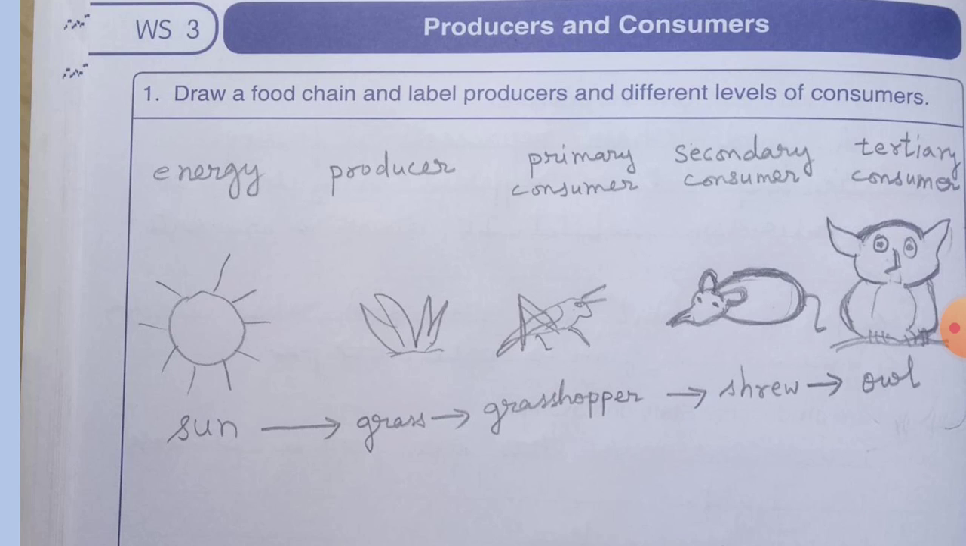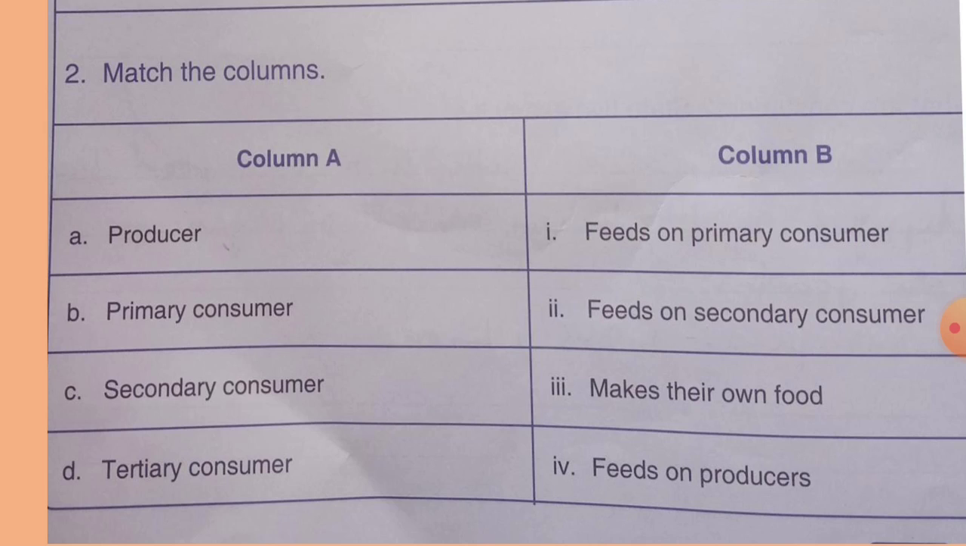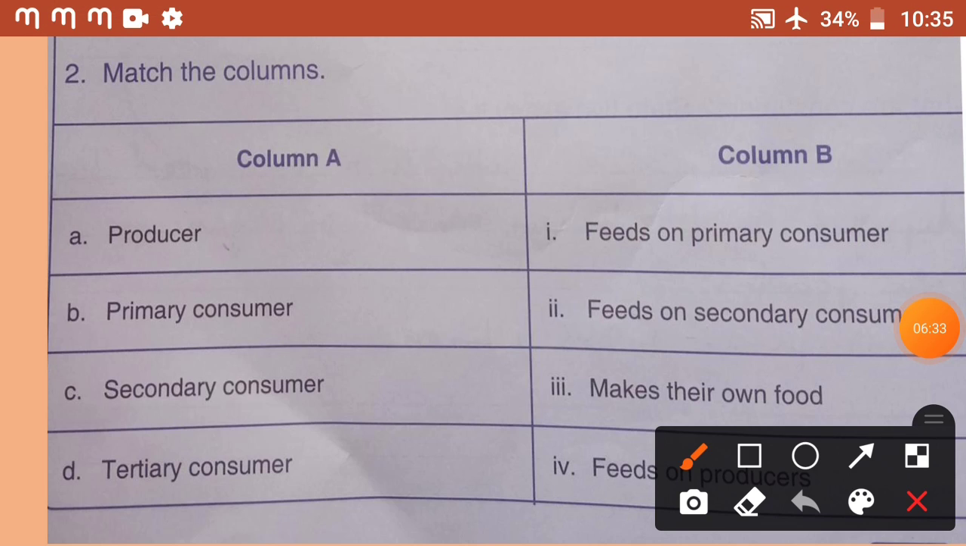Now, question number 1, worksheet 3. Draw a food chain and label producers and different levels of consumers. So this food chain you have to draw. You have to draw sun, source of energy, grass, producer, then grasshopper, primary consumer, shrew, secondary consumer, and owl, it is tertiary consumer.